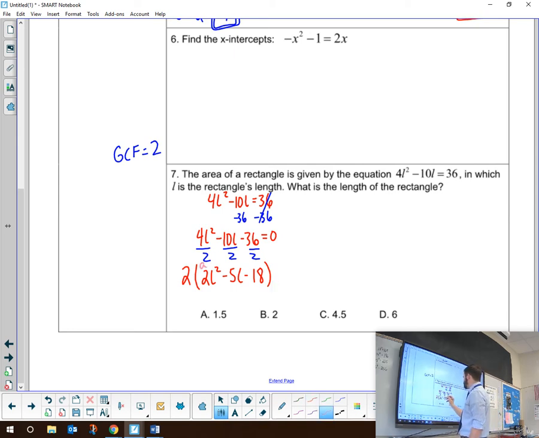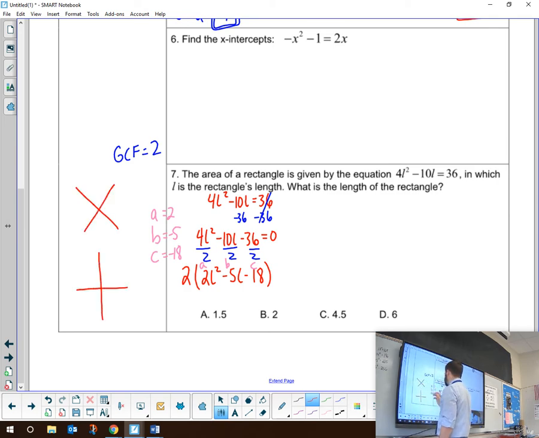Then we'll go through and do my x and my plus. So my A is 2, my B is negative 5, and my C is negative 18. We'll go x here, plus here. On top of my x, negative 18 times 2 is going to give me negative 36. On bottom, we'll have a negative 5. Now we're thinking of two numbers that multiply to equal negative 36, but add to equal negative 5. So what we need to do is list the factors of negative 36.